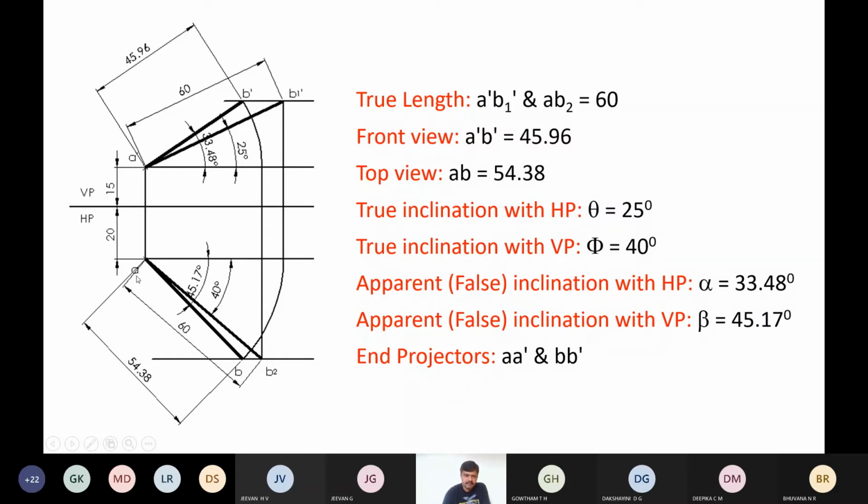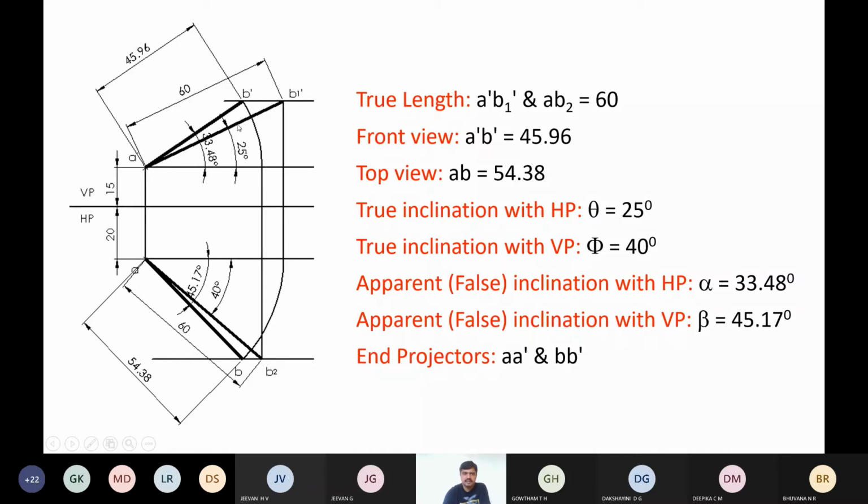Next, here AB2 also has the same 60 mm length, so that is also true length. Next, the front view is denoted by A dash B dash. If you measure it, it will be 45.96. Again, this is the top view.